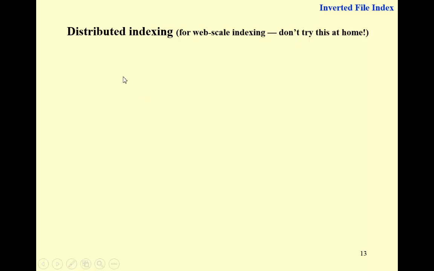The first topic concerned is distributed indexing. Say here for web scale indexing only, do not try this at home. It's because we're talking about handling a huge amount of data. The data size is so big that it's impossible to store everything in one machine, and therefore we need a cluster of machines to handle them, and each machine is called a node in the cluster.